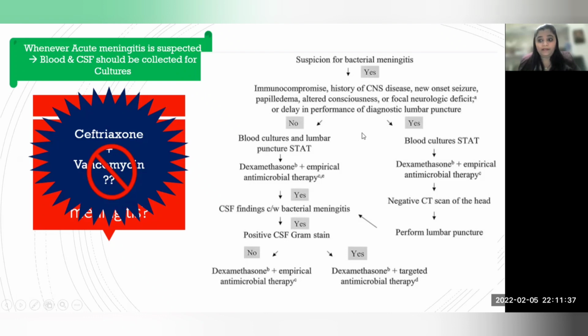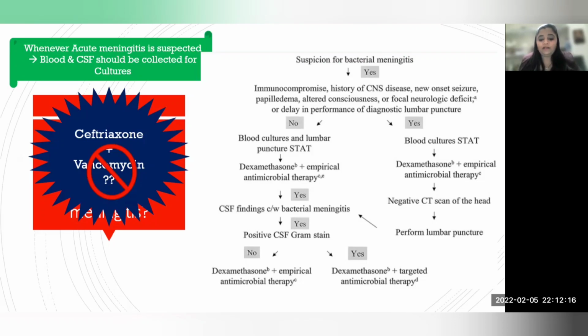Irrespective of whether you can perform the lumbar puncture or not, you have to collect the blood cultures, as well as the CSF sample after you do the lumbar puncture, which you send for all the necessary investigations. The CSF will be sent for routine parameters, biochemistry, cell count, gram stain and culture sensitivity. Based on the cell count, you will think whether it could be bacterial, viral or tubercular, and then proceed with further investigations accordingly.